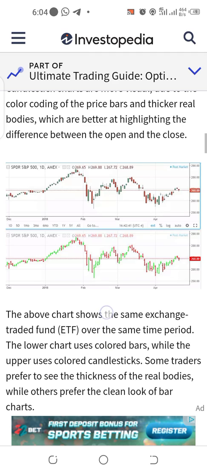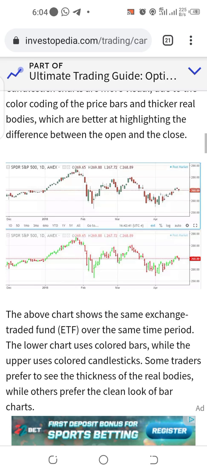Let's move down. This one is telling us, if you see the two charts now, we have the bar chart and the candlestick chart. The same pair of coins is being displayed here at the same time. The candlestick and the bar chart show the same movement; only the candlestick display differs. That's all the difference there.